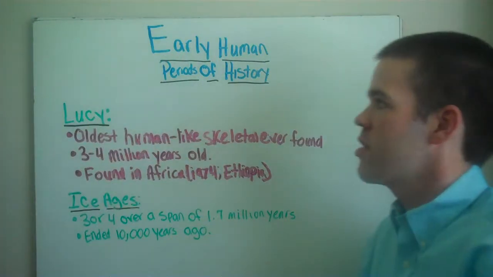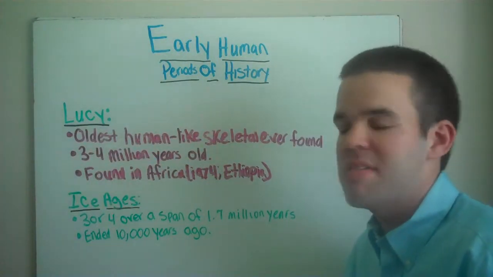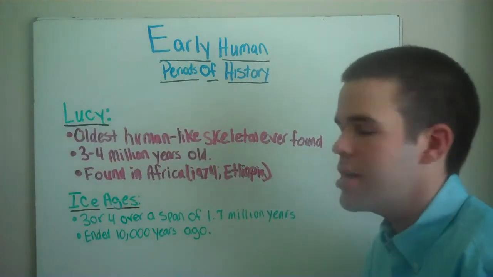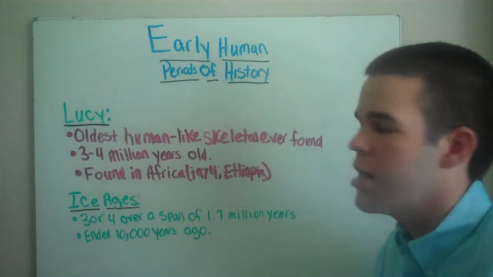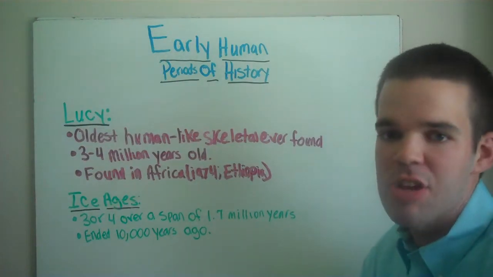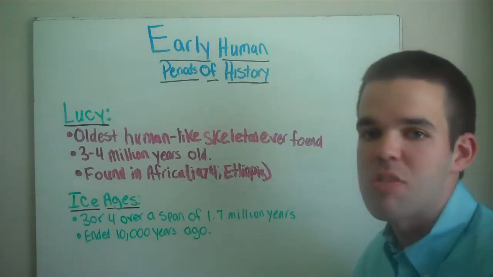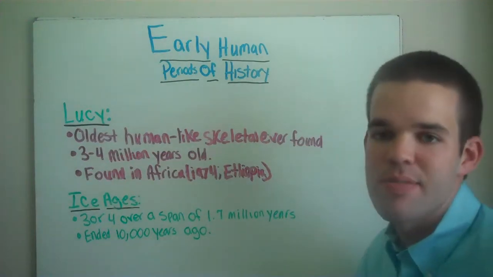Today we're going to cover the periods of history in the early humans unit. We're going to talk about several topics that include the Paleolithic period, the Neolithic period, the Ice Ages, Lucy, and the civilization characteristics, or what a civilization must have to be considered a civilization.